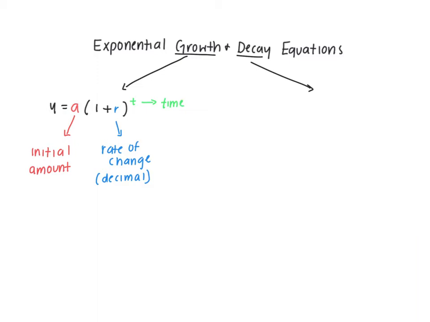Now, for the decay equation, it's going to be very similar. We have y equals a times 1 minus r raised to the t power. So instead of adding the rate of change, we are now subtracting it. So let's go ahead and label these parts too. A, again, is still going to be your initial amount. R is your rate of change.